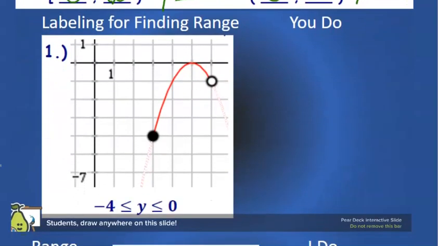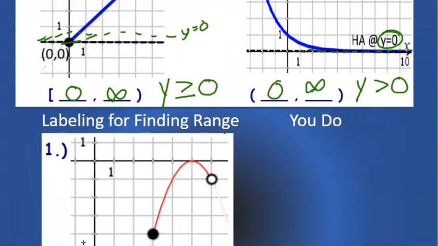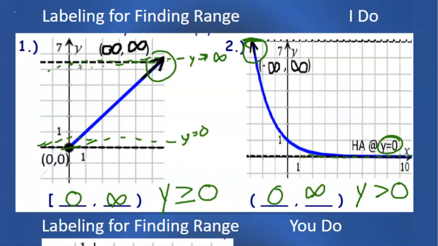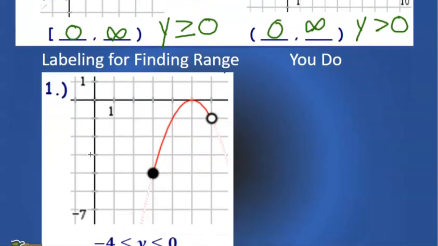Now you try this one. Here is your range. Use the steps to show how you get that. Draw your two horizontal lines. Label each of those endpoints. We have 0, 0, and then positive infinity there. Go ahead and label your endpoints on this one. What's this? What's this? Label those.